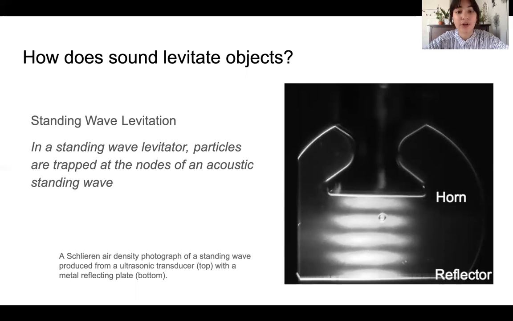The half barbell horn, which you can see at the top, is attached to the transducer and separated by a distance of 38.6 millimeters from a metal reflecting plate at the bottom. In a barotropic fluid, like air, variations of pressure are proportional to the variations in density, so we are able to observe the standing pressure wave pattern through the banding pattern.